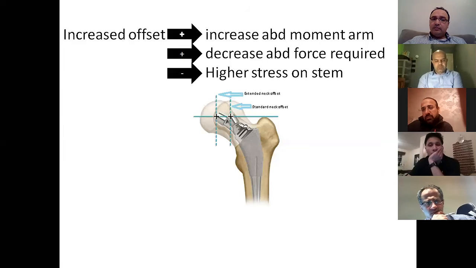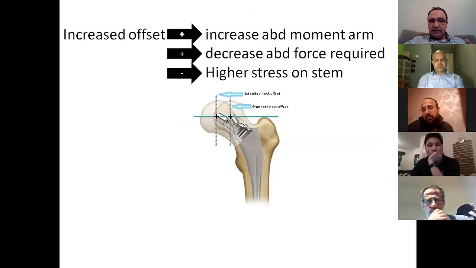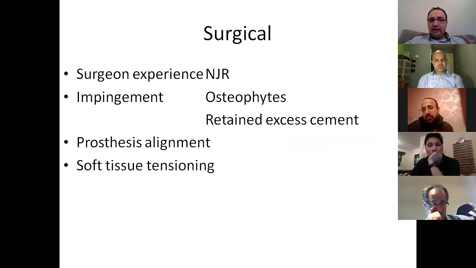The negative is that it puts higher stress on the stem itself. This picture here shows you an example of how offsets are different between an extended offset and a standard offset. So these are the 4 surgical factors. Just to go over them again: surgeon experience, impingement, prosthesis alignment, and soft tissue tensioning.